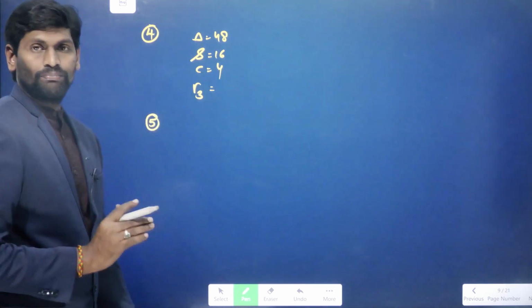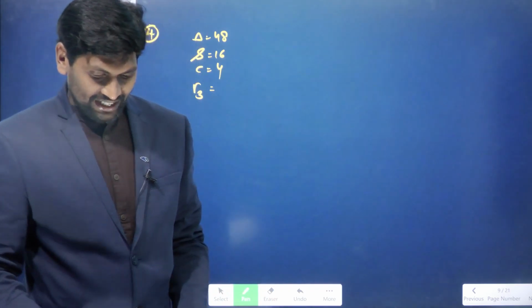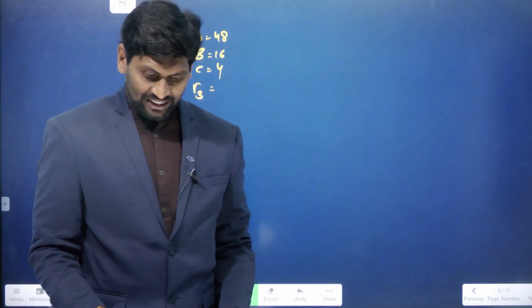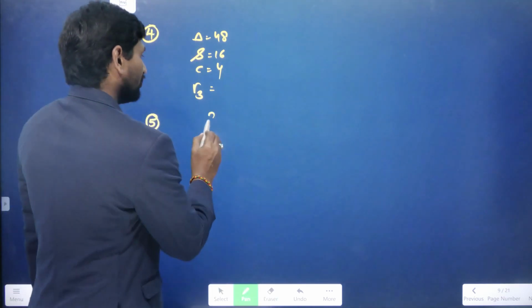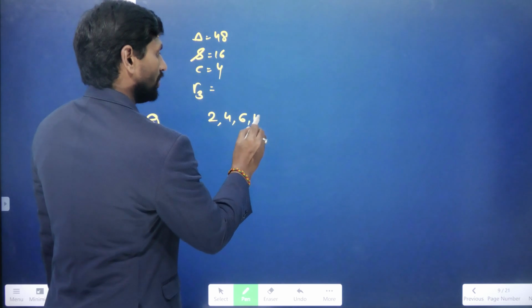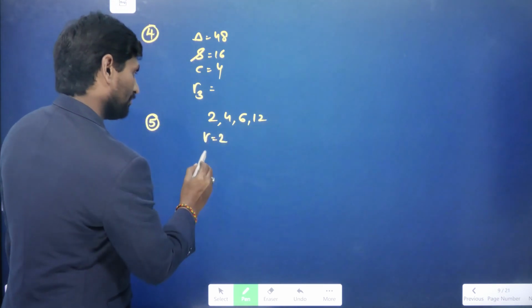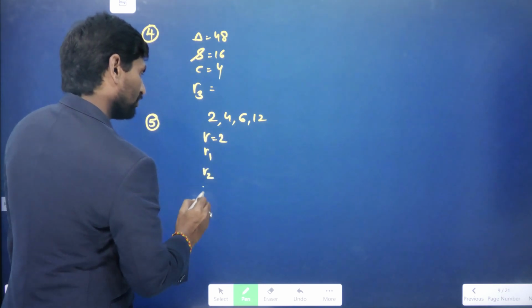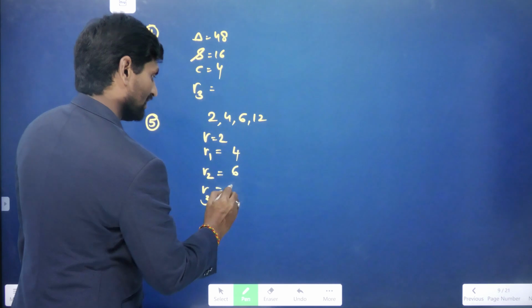Let us go to problem number 5. 2, 4, 6, 12 are the exradii of a triangle, then find its area. What values are given? 2, 4, 6, 12 — the radius, nothing but R values. Exradii means R1, R2, R3 values. So that is 4, 6, 12.